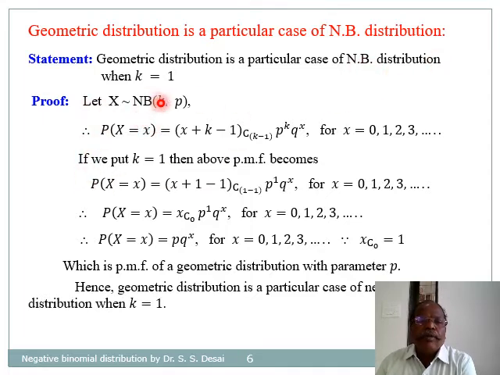Let X follow negative binomial with parameters k and p. Therefore, its PMF is given to be (x+k-1)C(k-1) p^k q^x. If we put k equal to 1 in this equation, then this equation reduces to probability that X is equal to x equals p into q^x, which is the PMF of a geometric distribution with parameter p. Hence, geometric distribution is a particular case of negative binomial distribution when k is equal to 1.